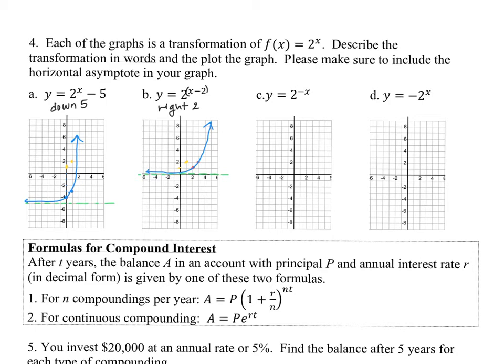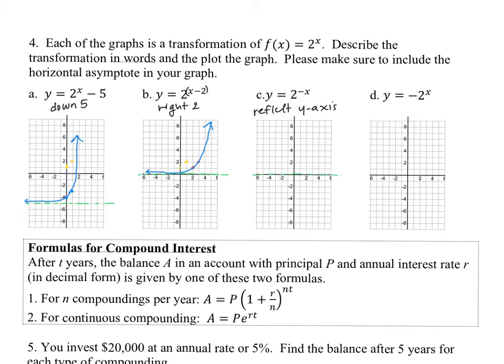Okay, for the next one, y equals 2 to the x is my parent function, so if I change that to a negative x, the x is changing signs. Since the x is changing from positive to negative, it's actually going across the y-axis. So this is reflecting across the y-axis. So the horizontal asymptote is still going to be at y equals 0, because if I flip that over the y-axis, it looks exactly the same.